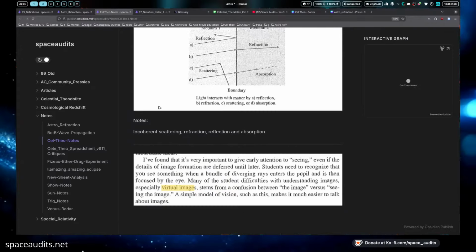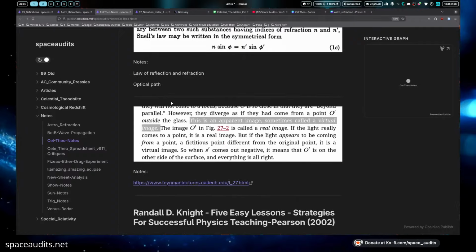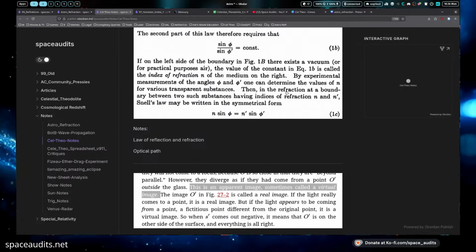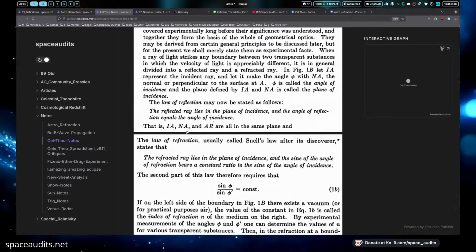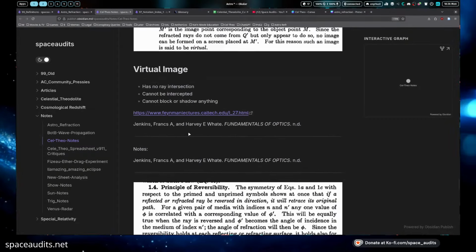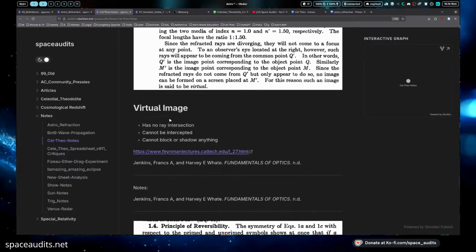But let's see, another thing I wanted to touch on was refraction and occlusions. I have some links here that talk about the principles of occlusion and what a virtual image is. So Alan, hey, sorry, one sec.